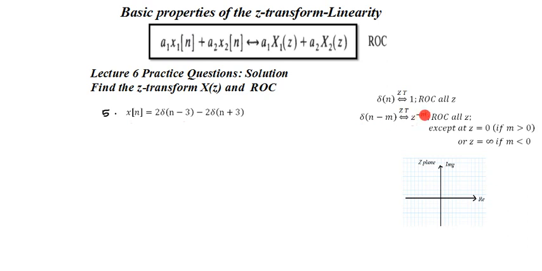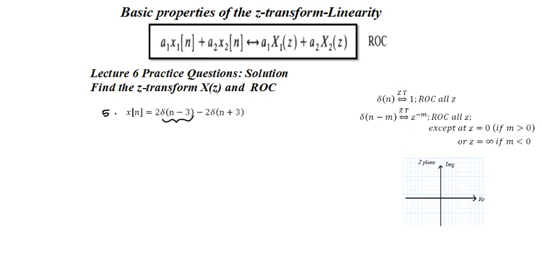And here it's not impulse, it's a shifted version of impulse. Okay, it's all Z if it is del of n. Now it is slightly different, it's del of n minus 1. So you can write it's del of n minus m, and all Z except that Z is equal to 0 if m is greater than 0, and Z is equal to infinity if m is less than 0. So I can write the result like this.